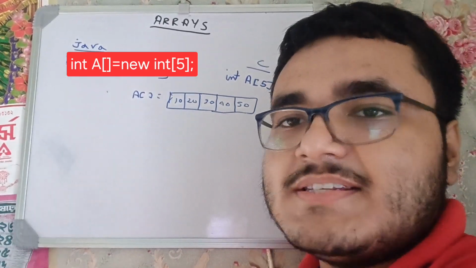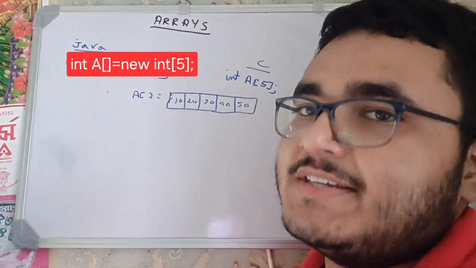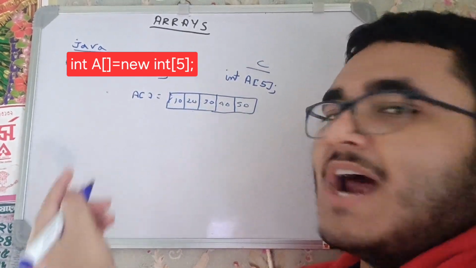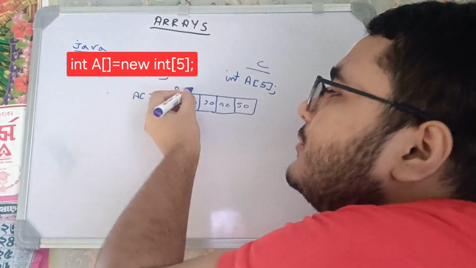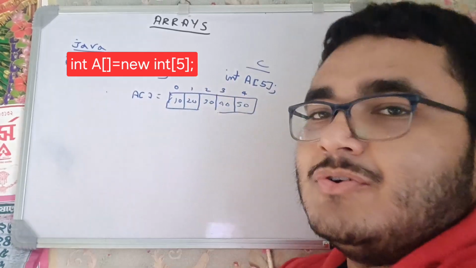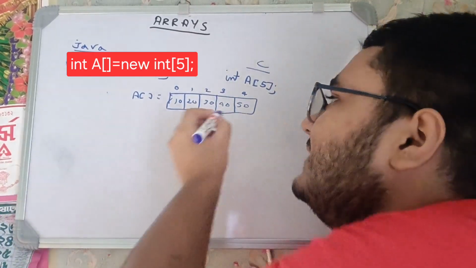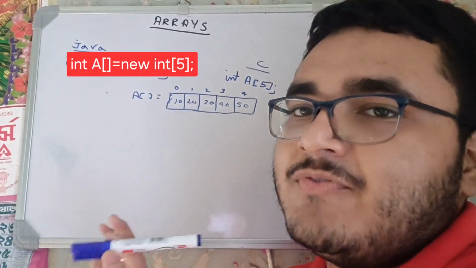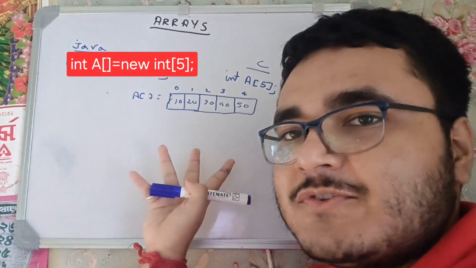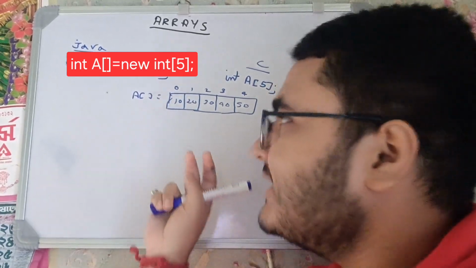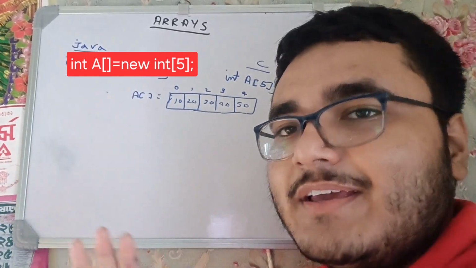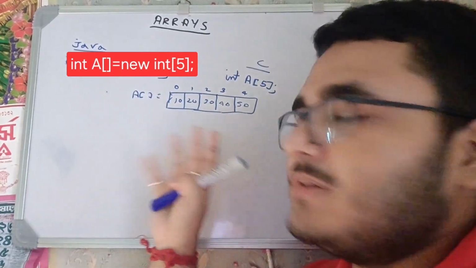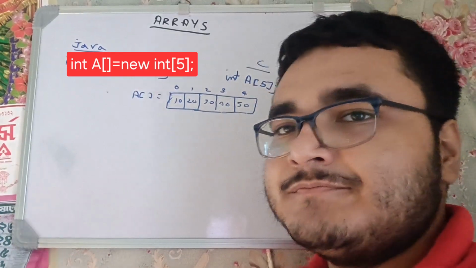Now Java and C both use zero based indexing. What do I mean by zero based indexing? Nothing, it just starts counting the slots from 0, 1, 2, 3, 4. If there are 5 elements, the last index will be 4. If there are 6, the last index will be 5. From 0 to 4 it is 5 slots, from 0 to 5 it is 6 slots, and so on. If the size of the array is n, it will have the index from 0 to n minus 1. Right? Fine.